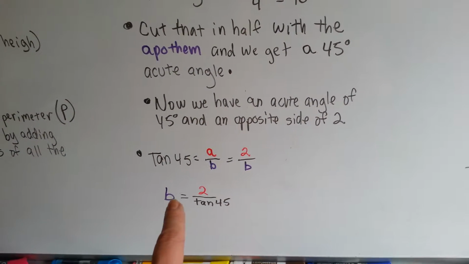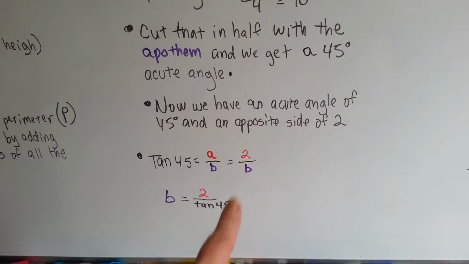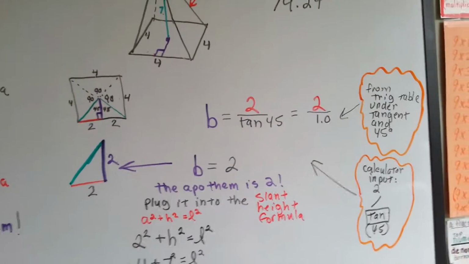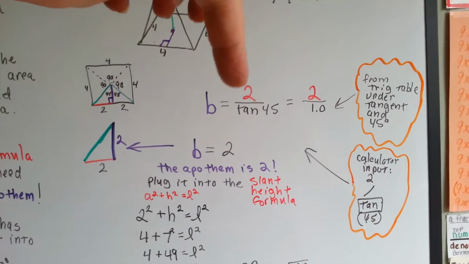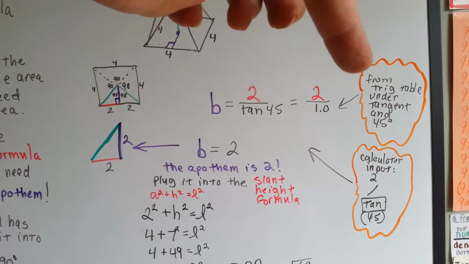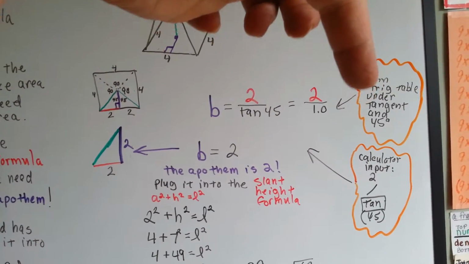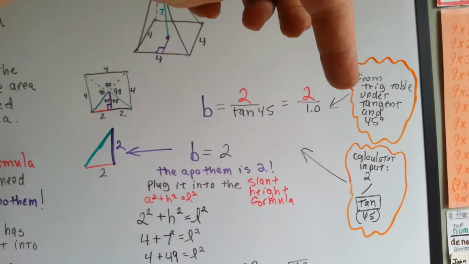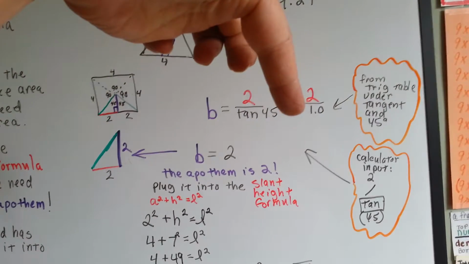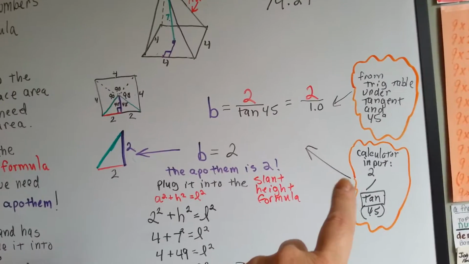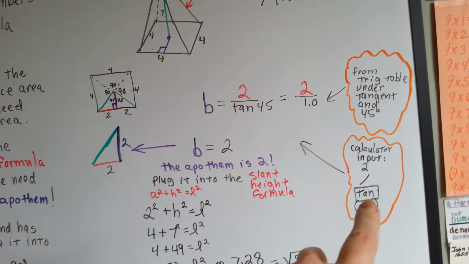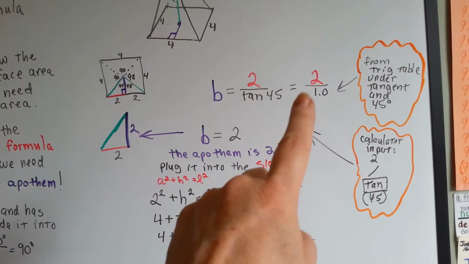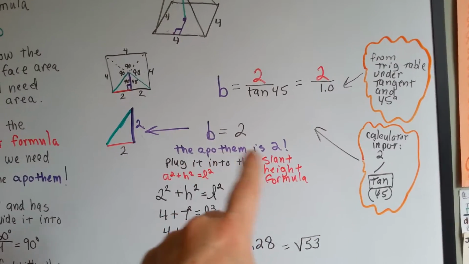So we're going to rewrite this as b is equal to 2 over tangent 45, all right? So we can figure it out. If you look it up on a trig table, under the tangent column and at the 45 degree mark where those meet, you'll see that tangent of 45 degrees is equal to 1, all right? For a calculator, you just put in 2, the division sign, the tangent button, and put in 45, and you'll see that it's 1.0. So 2 divided by 1 is 2. So we know the apothem is 2.